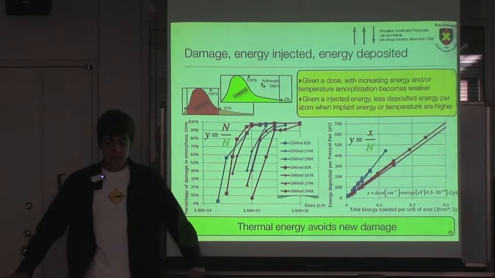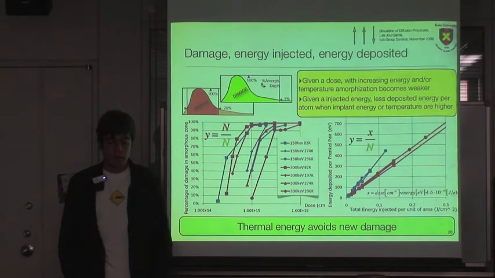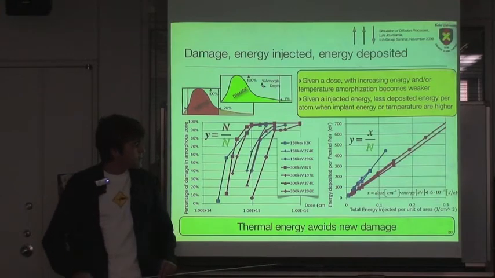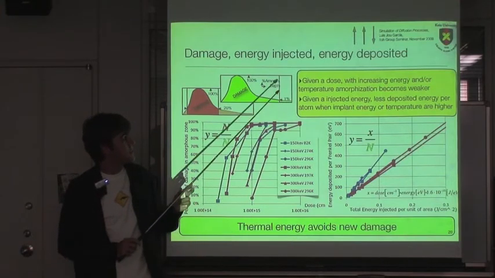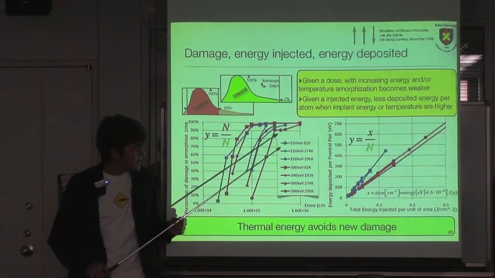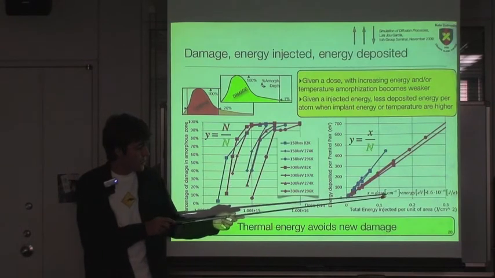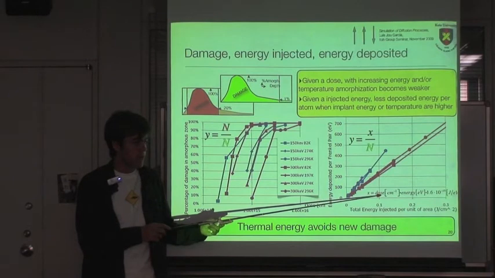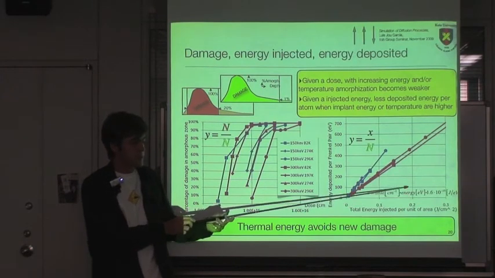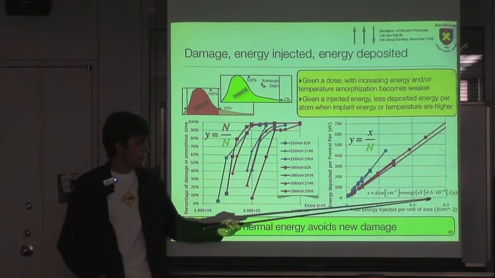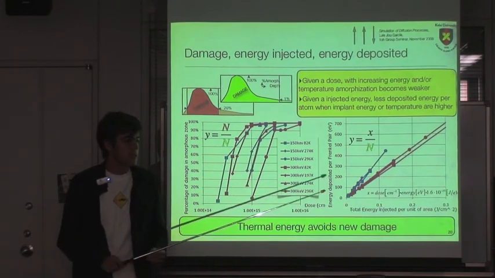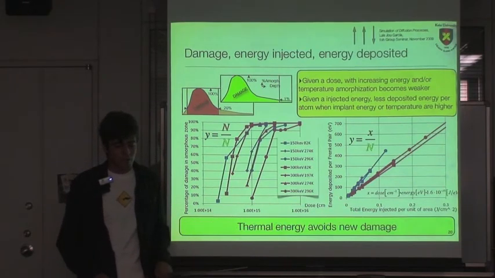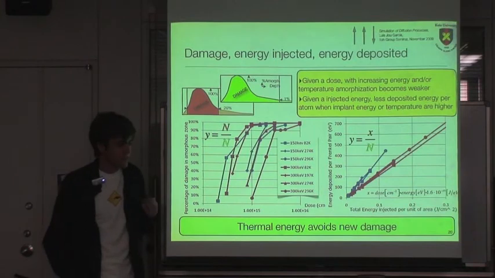How does the damage depend on the amount of energy injected? What is this energy injected? The energy injected is the total amount of energy that we have introduced. So it's the number of ions multiplied by their energy, and this is a correction factor to show it in joules instead of electron volts, because it was millions of thousands of electron volts.